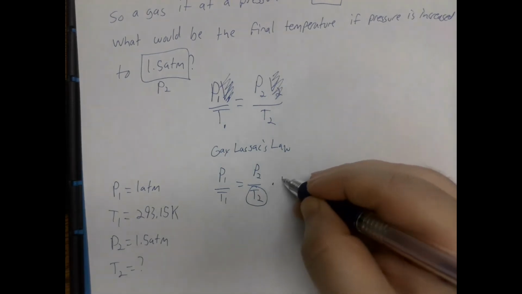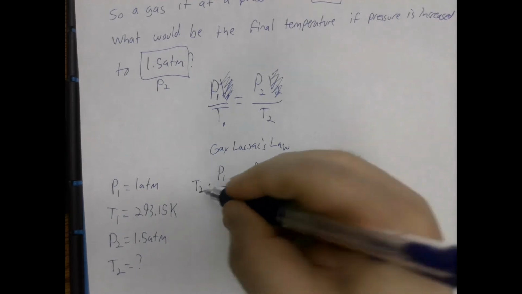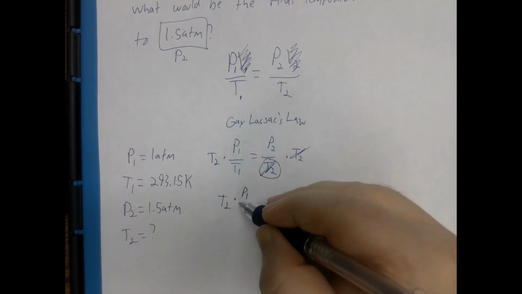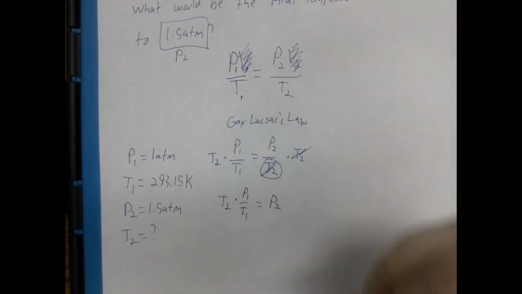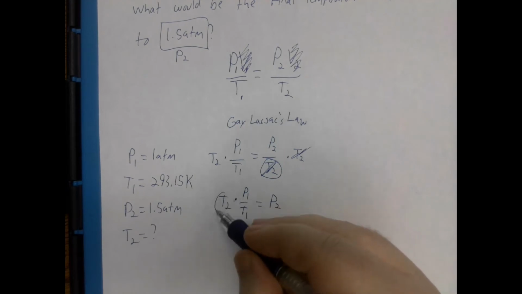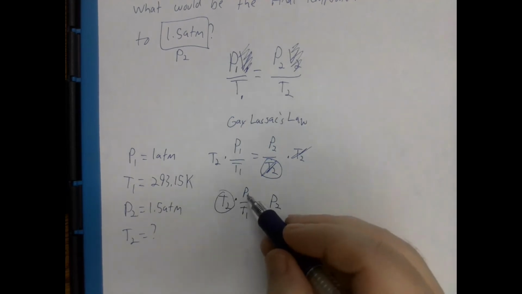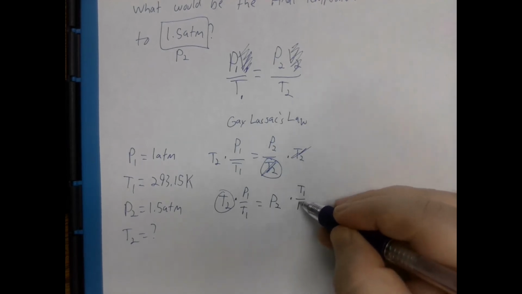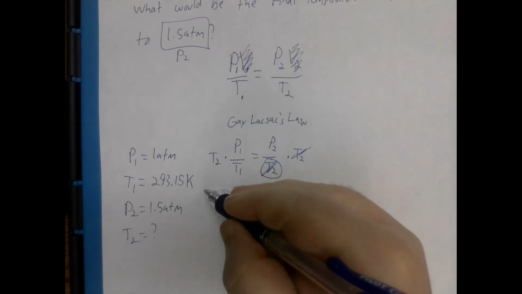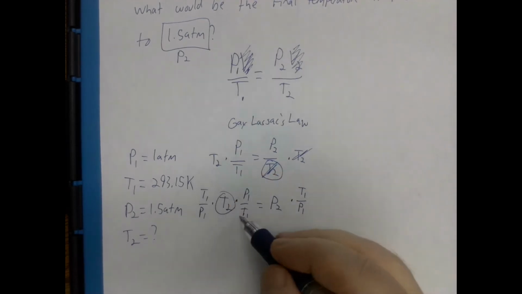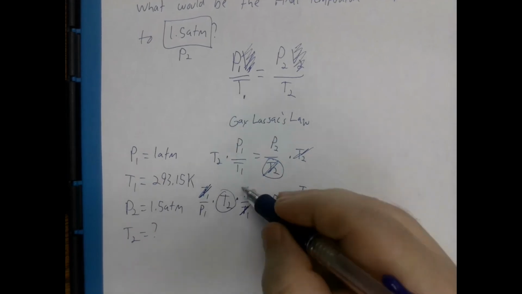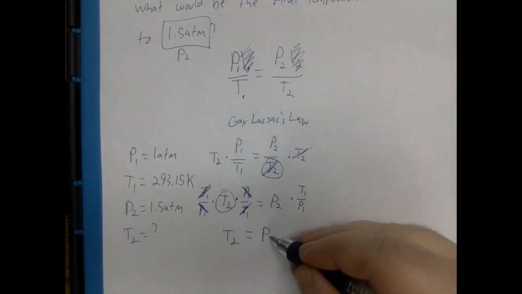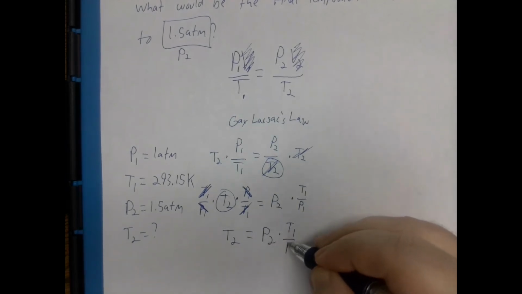So multiply both sides by T2. And we have T2 times P1 over T1 is equal to P2. T2, again, we're solving for T2. It's being multiplied by a fraction. So you can multiply both sides by the inverse. T1 and T1 cancel each other out. P1 and P1 cancel each other out. And we get T2 is equal to P2 times T1 over P1.